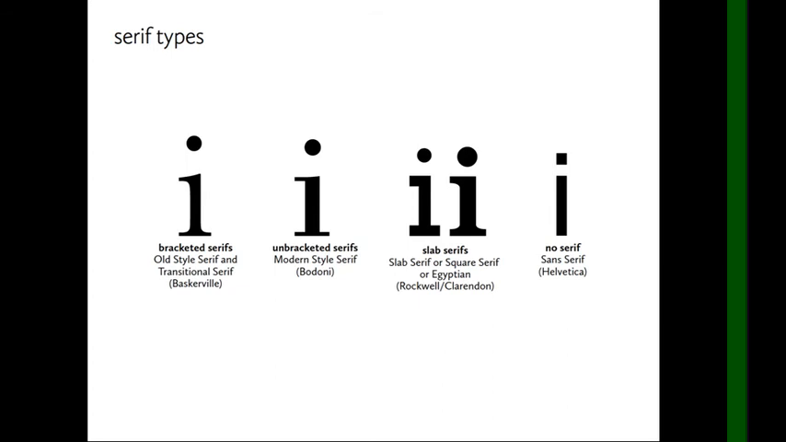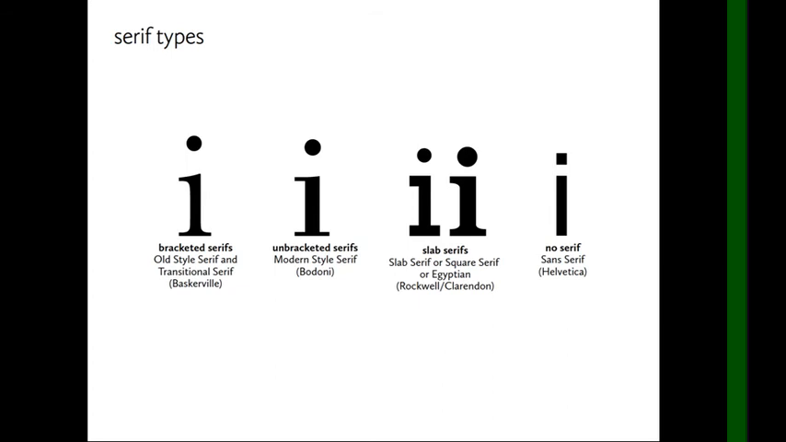Serif types. Bracketed serifs and unbracketed serifs you are already familiar with. Old style serif and transitional serif classifications use bracketed serifs. Unbracketed serifs are our modern style serif. Now there's a third type of serif, and of course you're already familiar with no serif. That's the sans serif.